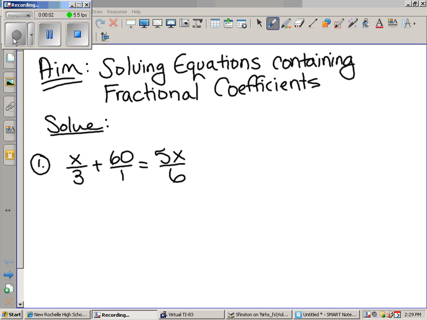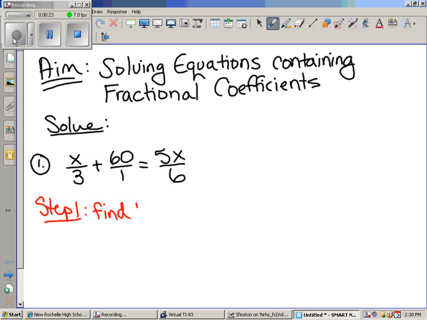Today we're going to solve equations containing fractional coefficients. Here we go. Step one, you've got to find the LCD.